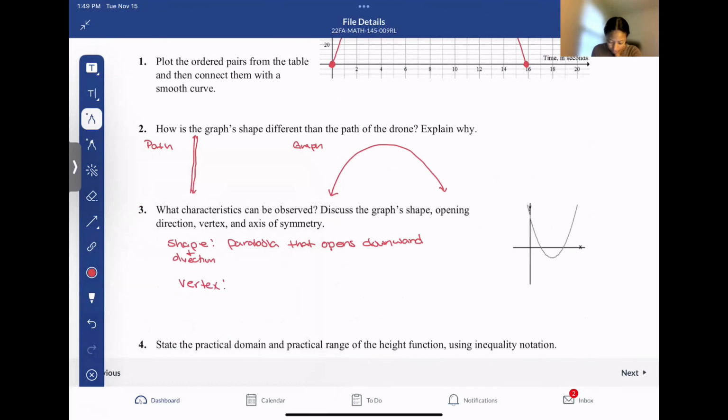So the vertex here is (8, 161). And this is just telling us after 8 seconds, the drone reaches its maximum height of 161 feet. All right, the other thing we're asked for is the axis of symmetry.